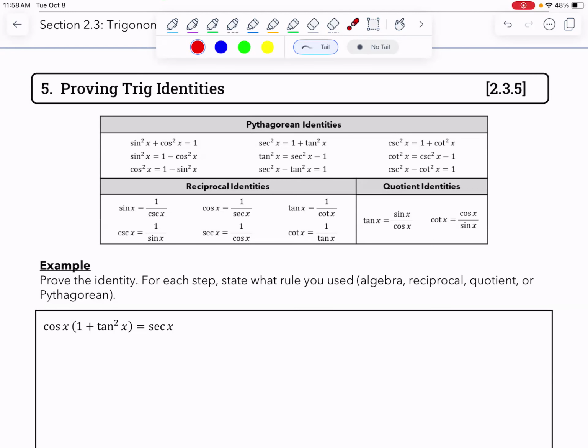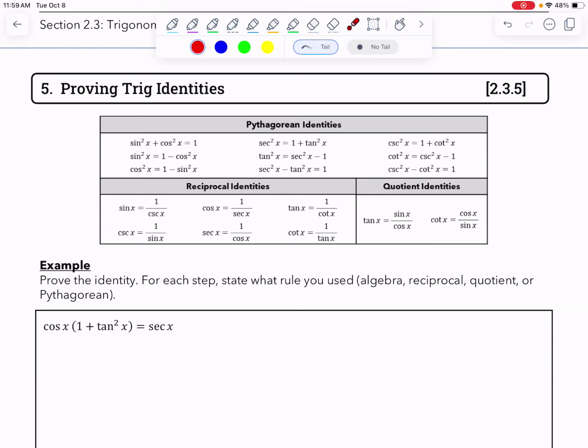Proving trig identities. All right, so we've gone through the process of simplifying trig expressions using trig identities. We've done verifying the proofs of trig identities. Now we're going to actually provide those proofs for ourselves. And what I want to say is that this process looks a lot different when you do it on ALEKS versus when you do it on paper.